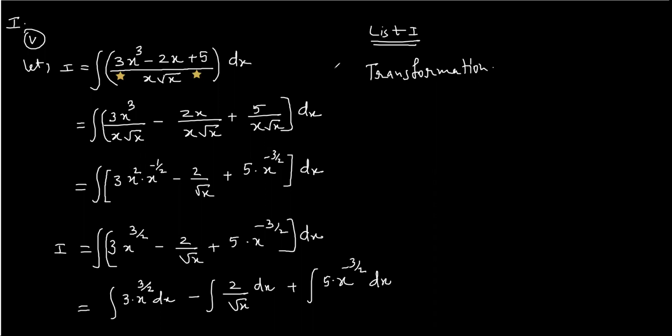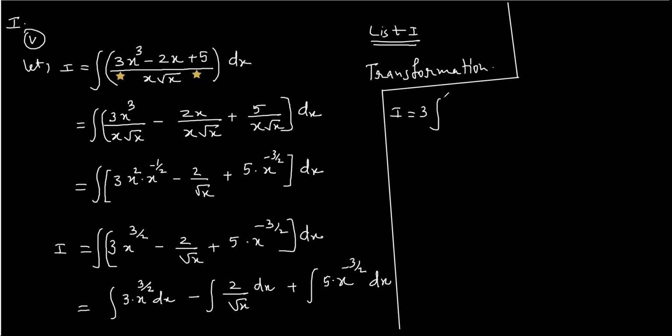Okay, students, I'm writing each and every step. So if you want, you can skip few of those steps, no problem. You can always skip few of those. I write all the steps because I have a different aim. My aim is to make you learn perfect. So here you have next step as I equals 3 is out, x raised to 3 by 2 dx minus 2 is out, 1 upon root x dx plus 5 is out, x raised to minus 3 by 2 dx.